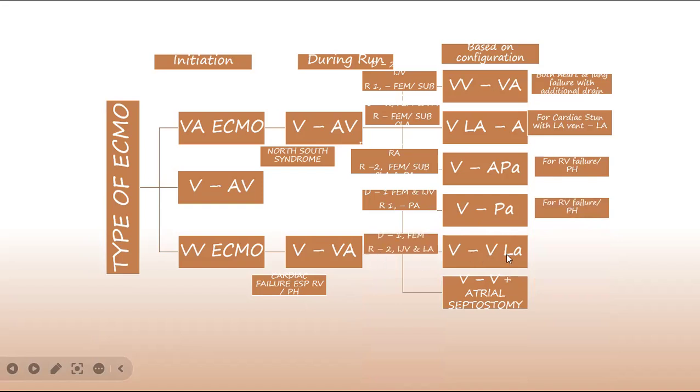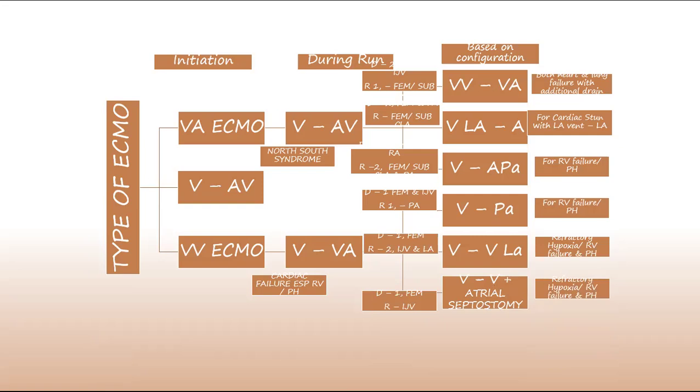Then you have VV-LA. Drainage is from the venous drain, returned into the femoral vein, and then one more return into your LA. Situations like refractory hypoxia, RV failure and pulmonary hypertension. One more situation, as I was telling earlier, is VV ECMO with atrial septostomy. Drainage is from the femoral vein, return is to the jugulars, but you do an atrial septostomy. Situations like refractory hypoxia, right ventricular failure and pulmonary hypertension warrant this kind of ECMO here.